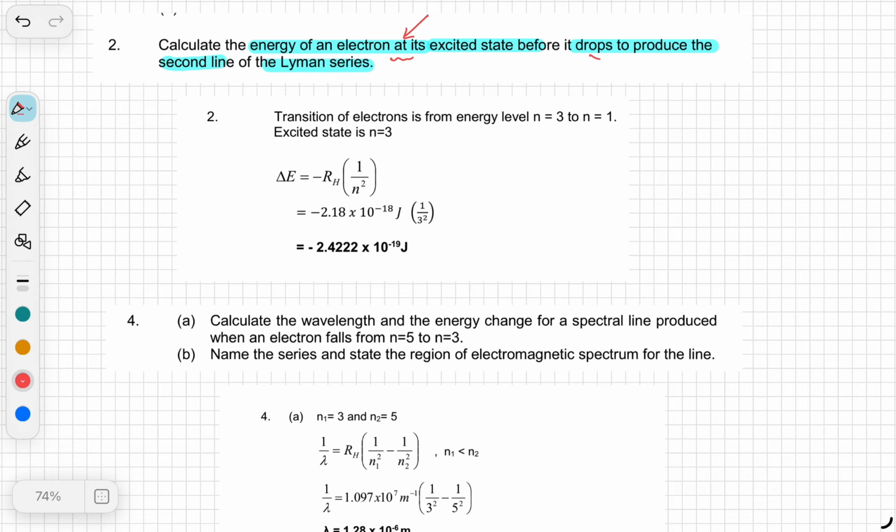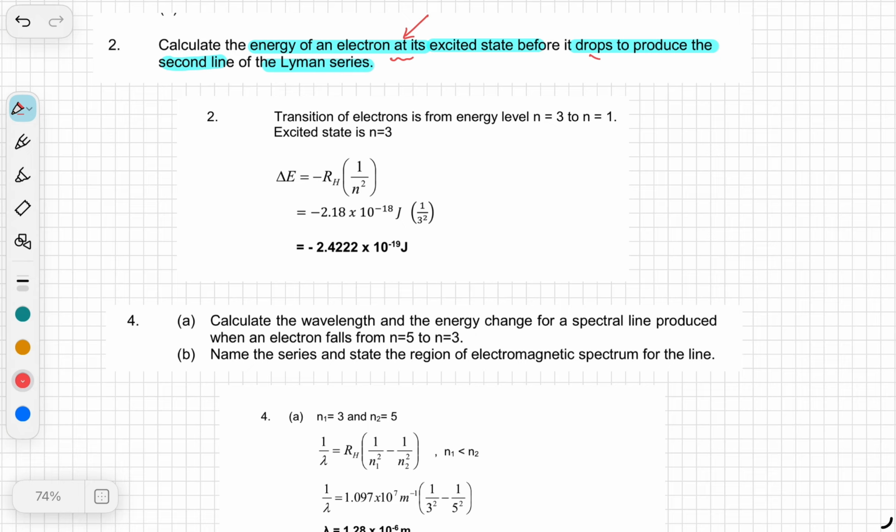So now we are working backwards, whereby we know the smaller number is definitely going to be 2 because it's falling down to 2. Therefore, what would be the initial energy level? If you do the calculation correctly, make sure to do it step by step, we would get n initial to be 4. But please don't leave your answer here.